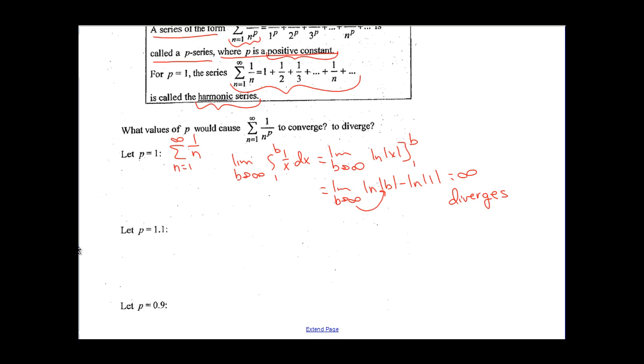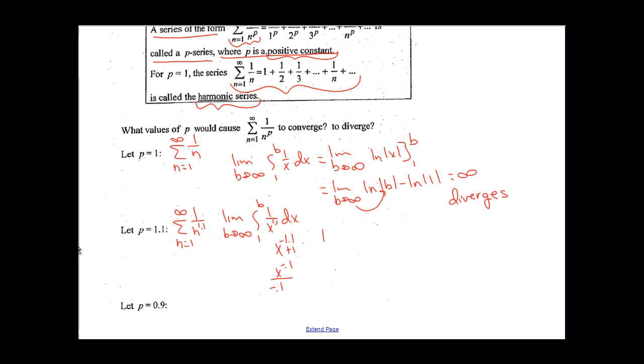Let's see if p equals 1.1. So we have n equals 1 to infinity of 1 over n to the 1.1. We're going to find if this series converges in the exact same manner. So we're going to have the limit as b approaches infinity, integral of 1 to b of 1 over x to the 1.1 dx. Well, this is really x to the negative 1.1. So when we take the integral, we add 1 to the power. We get x to the negative 0.1. And then we divide by negative 0.1.